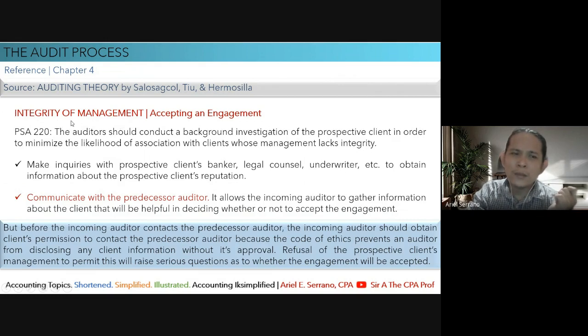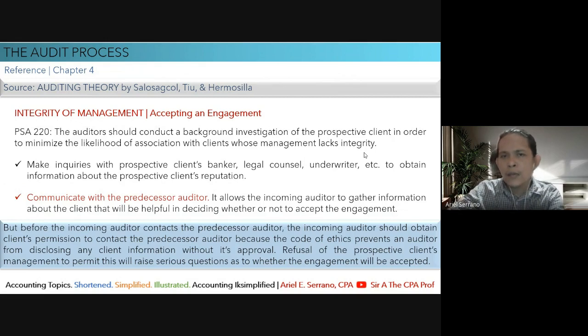Di ba, when we talk about integrity, marami sa inyo yung sumagot niyan, di ba, sa isa kong video lecture. But in simple terms, ang pinaka matatandaan ninyo ito, pag sinabi nating integrity is doing the right thing even if no one is looking. Okay? So we have to check yung ating prospective client para ma-minimize yung likelihood of association with clients whose management lacks integrity.